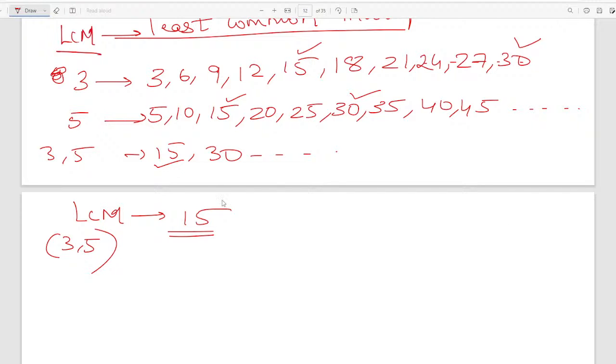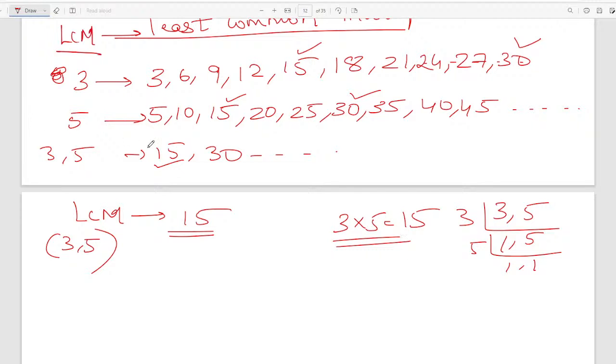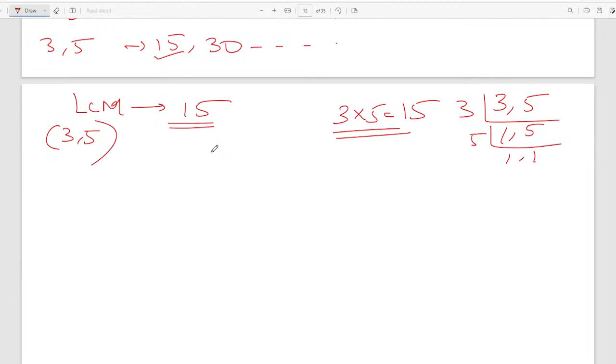So one way to solve this is the traditional method. 3 and 5, we write it here. 3 ones are 3 and 5, and again 5 ones are 5. So 3 into 5 is 15. We can calculate the LCM like this, and also by the prime factorization method. So give me two numbers. I'll just take two numbers to calculate LCM.